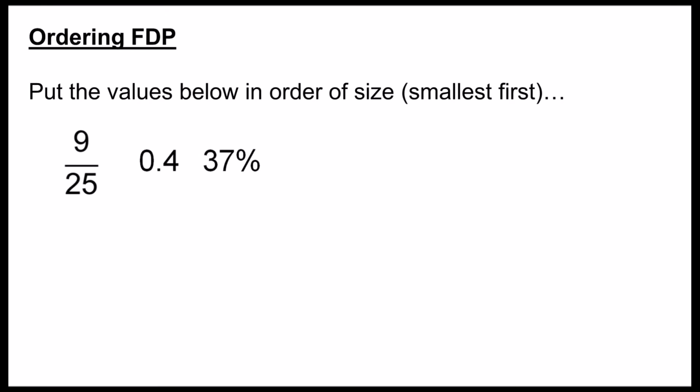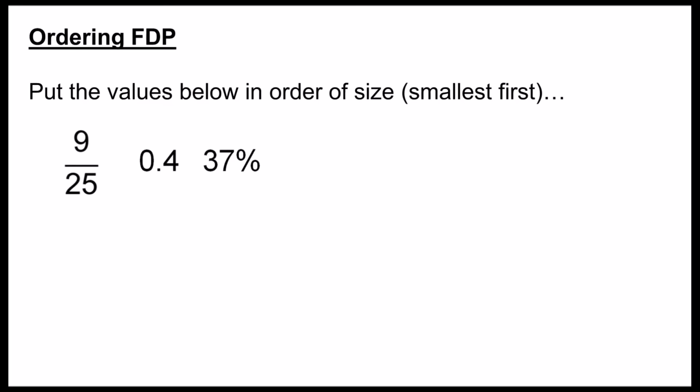The final thing that you might be asked to do is to order fractions, decimals and percentages. In our example, we're asked to put the values below in order of size with smallest first. So we have 9/25, 0.4 and 37%. We can use the conversions that we looked at previously to help get them in a consistent form. I strongly recommend either doing percentages or decimals.